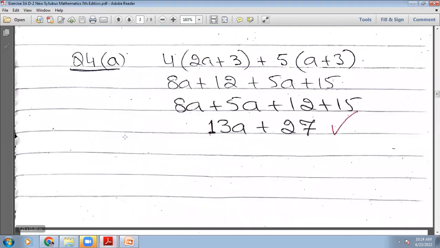Okay, so let me show you. This 4 will multiply with this, the 4 will multiply with this, the 5 will multiply here, the 5 will multiply with this term. So you will have 8a plus 12 plus 5a plus 15. Now we will arrange them. We have to simplify it. So 8a plus 5a, 12 plus 15, the like terms have been brought together. So it will become 13a plus 27.